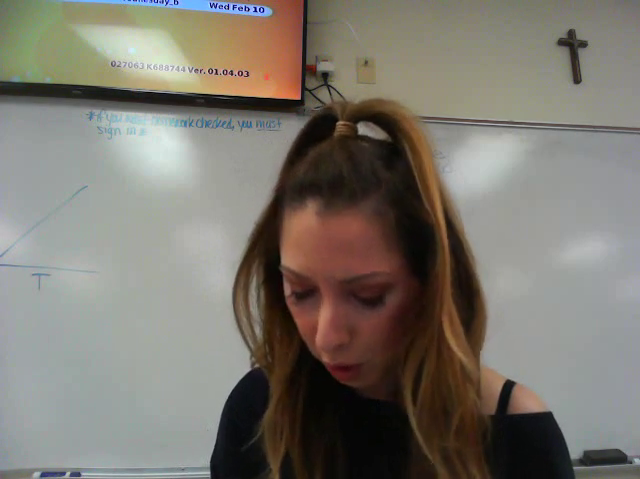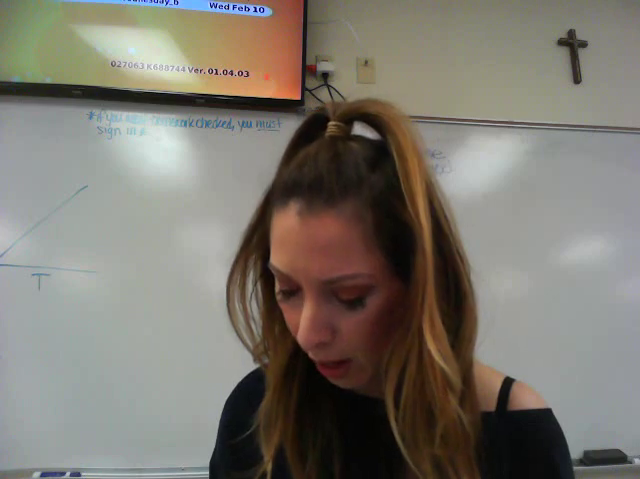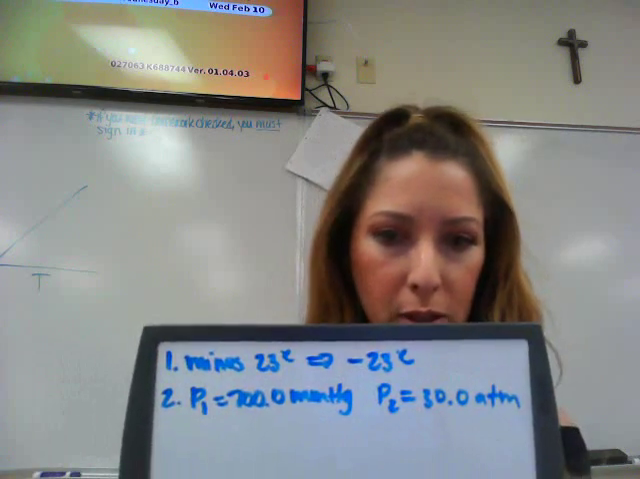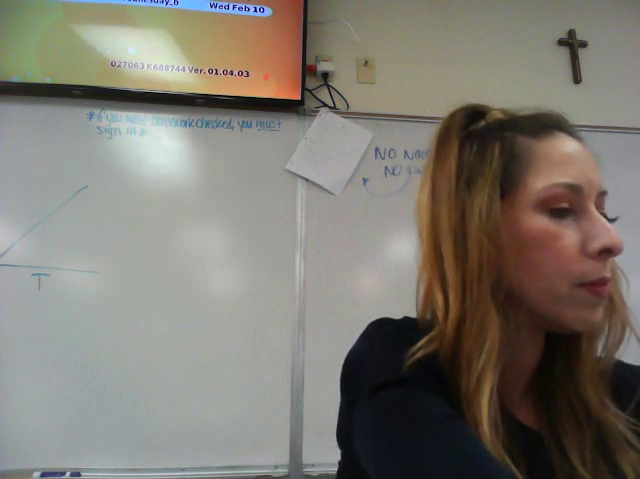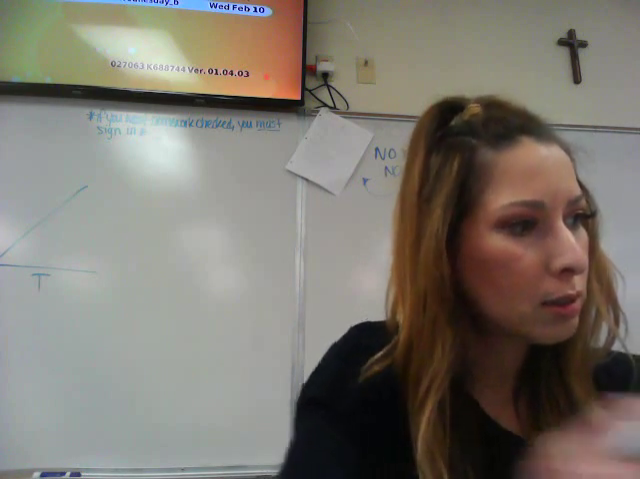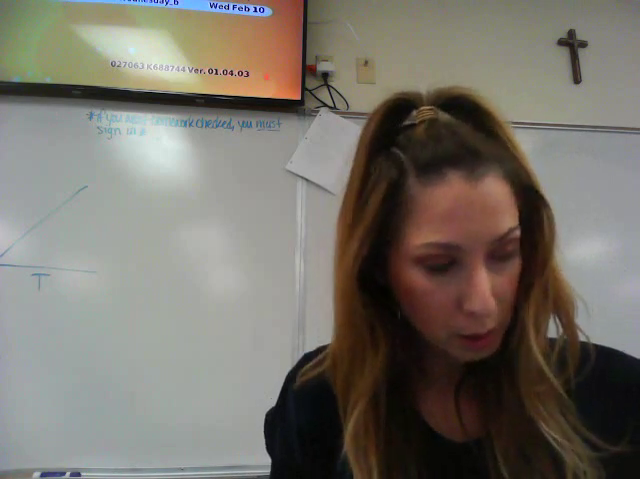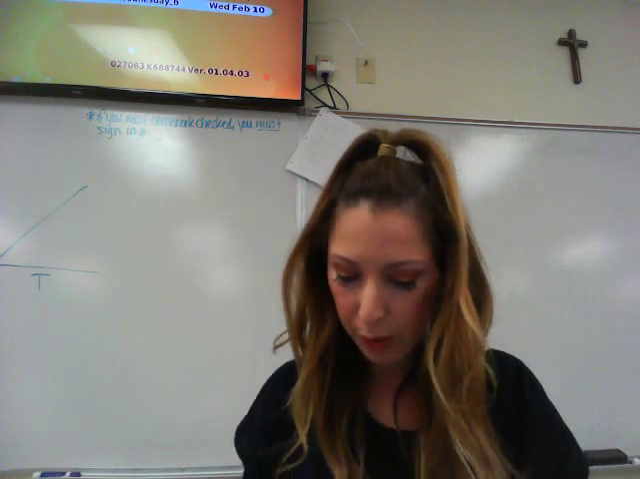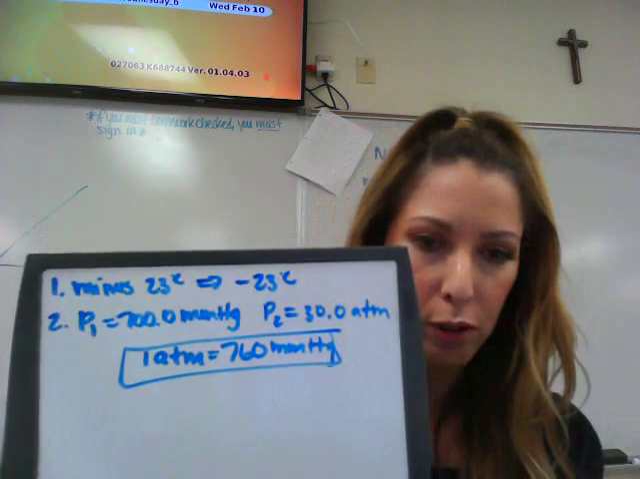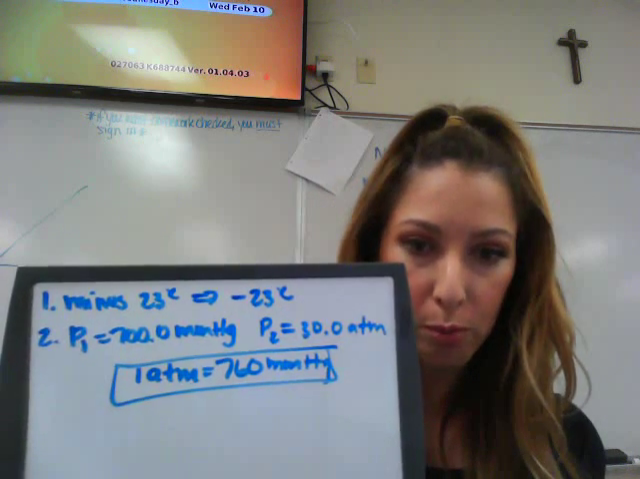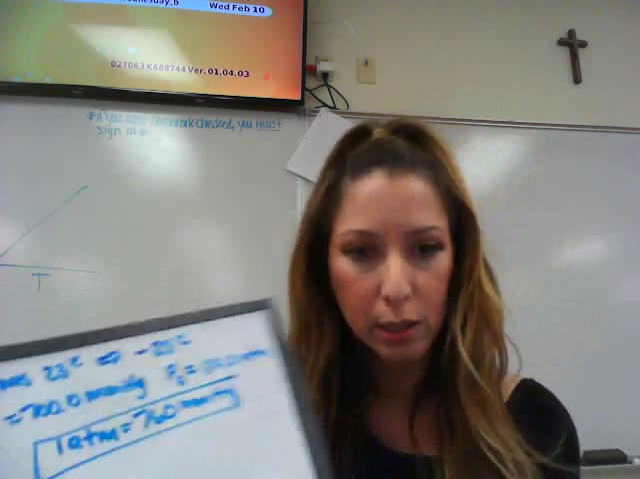Another thing is that you have to make sure that your units match. So let's take a look at number 2. You've got P1 as 700.0 millimeters of mercury, and then you have your P2 as 30.0 ATM. Do those units match? No, they do not. On page 2 of the chapter handout, I gave you the unit conversions, and I told you that 1 ATM equals 760 millimeters of mercury. So you're going to be using that conversion to either convert millimeters of mercury to ATM or ATM to millimeters of mercury.